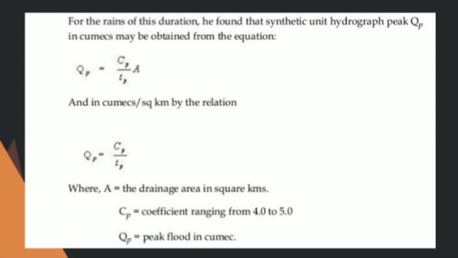And in cumecs per square kilometer by the relation Q sub p equals C sub p over T sub p, where A equals the drainage area in square kilometers, C sub p equals coefficient ranging from 0.4 to 5.0, and Q sub p equals peak flood in cubic meters per second.